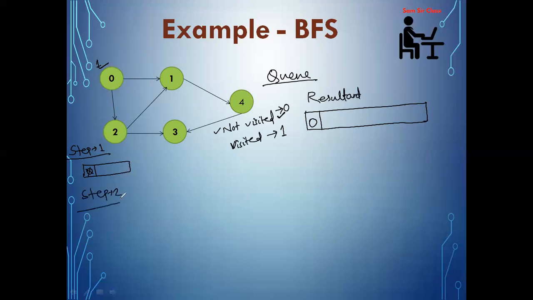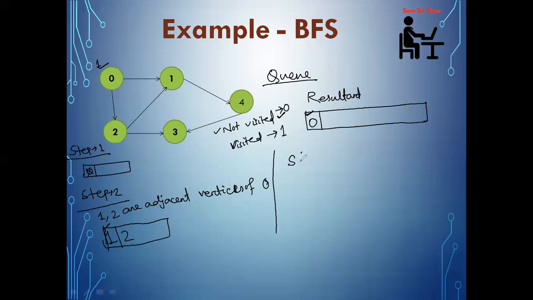So in step 2, you are finding that 1, 2 are adjacent vertices of 0, because currently 0 you have brought to the resultant. So any vertex you bring to resultant, you have to find the adjacent vertices. Okay. And then you have to insert them into the queue. Done. So after 1, you are inserting 2. So this is your wish. You may insert 2 first, you may insert 1 first.